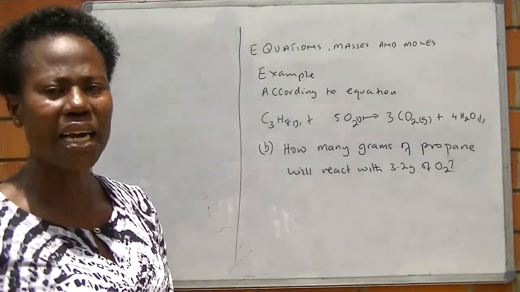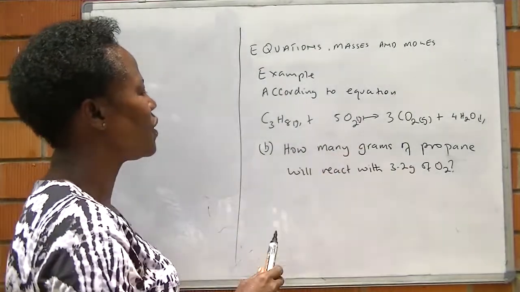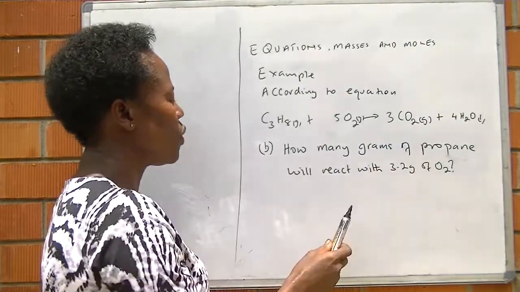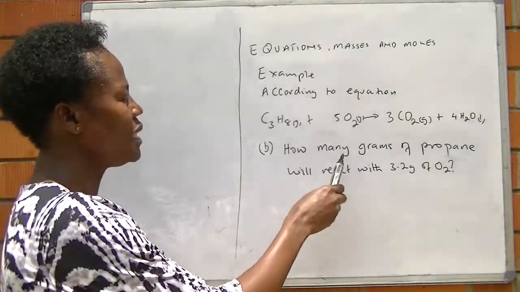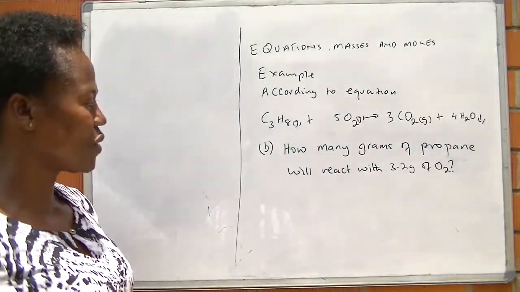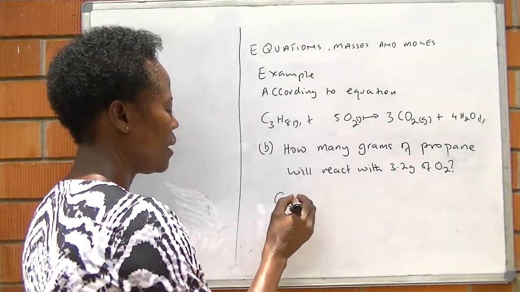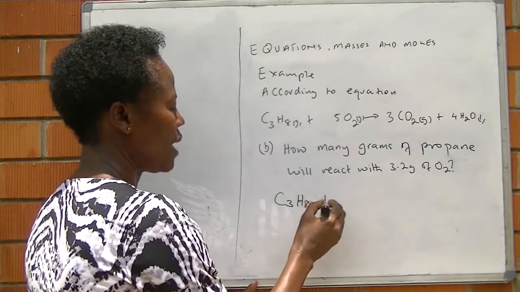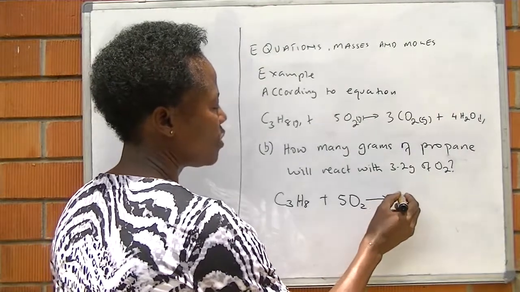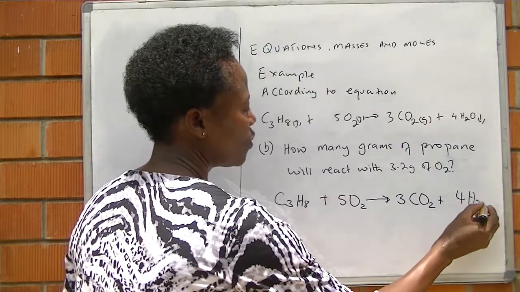Example number 2. Again, we are going to use the same equation. According to the equation, propane reacting with oxygen to produce carbon dioxide and water. The question is, how many grams of propane will react with 3.2 grams of oxygen? So I told you to rewrite the equation. Propane plus 5 moles of oxygen to produce 3 moles of carbon dioxide plus 4 moles of water.